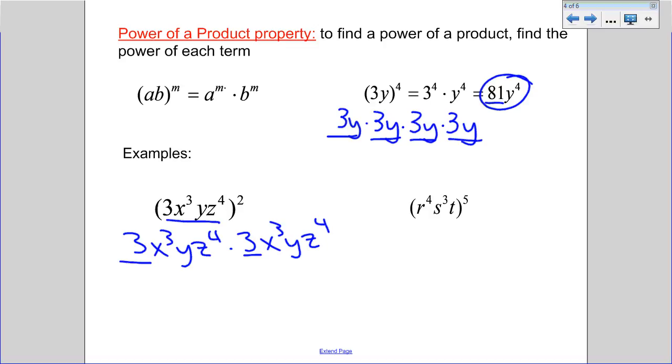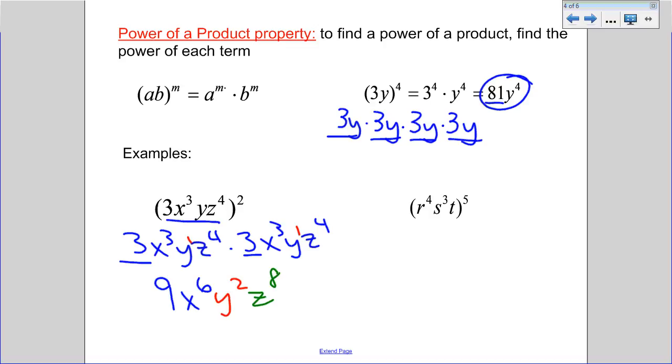Now can we see what am I multiplying 3 by? 3. So what's 3 times 3? 9. How many x's do I have here? 3 and 3, so that's x to the 6. How many y's do I have, Damien? This is where it gets a little tricky, guys. This is 1 y and this is 1 y, correct? So how many total y's do I have? 2. And how many total z's do I have? 4 and 4 is 8.